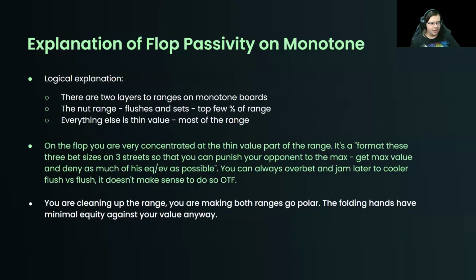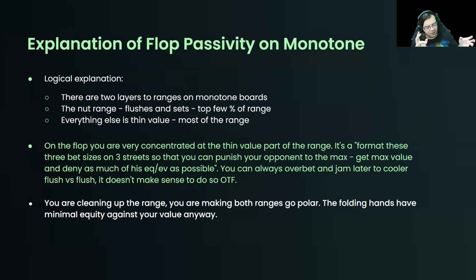Okay. The logical explanation of passivity is also that there are 2 layers to ranges on monotone boards. There's the nut range, the top, the invulnerable. And then there's everything else that is super thin value. That's what you're actually working on the flop and turn. You can shove river, as you just saw on that board where it ran a 7-6 deuce, 3 hearts, king 3, you can shove the river, no problem. 7.5x spot, because your opponent just has a bluff catching range that is strong enough to call. But on the flop, you're very concentrated at like thin value, right?